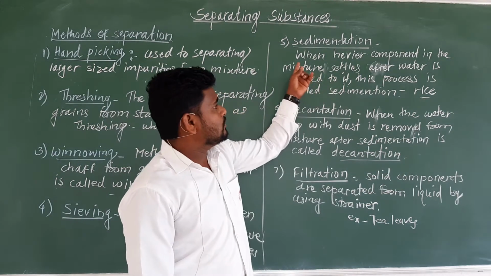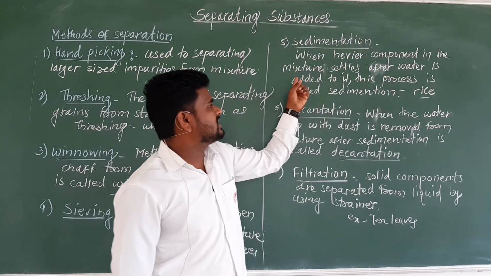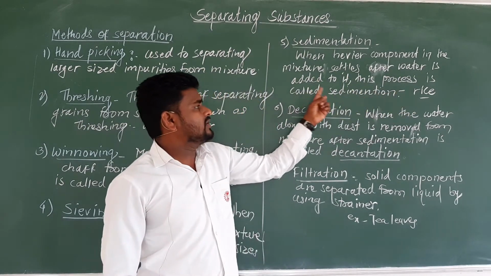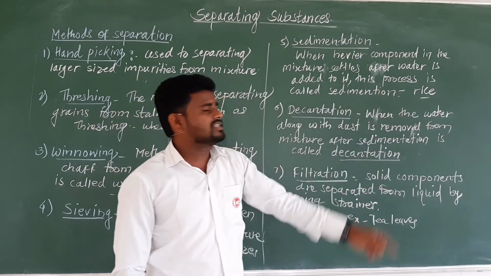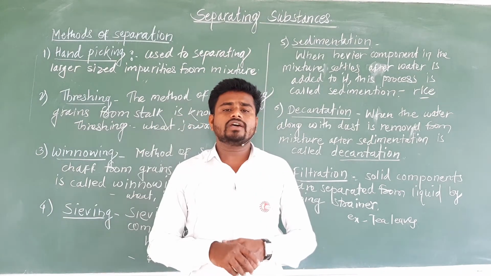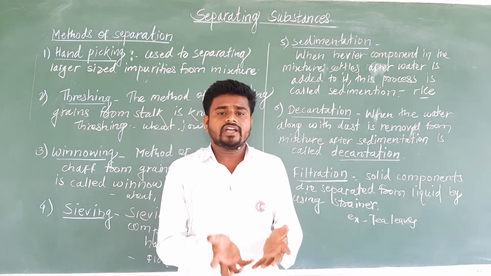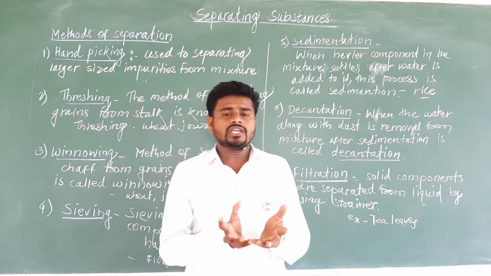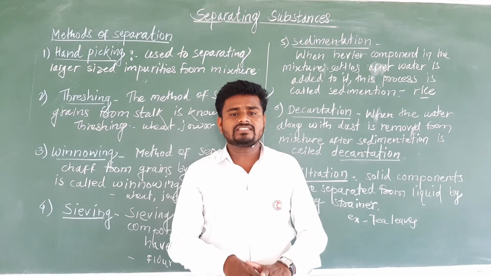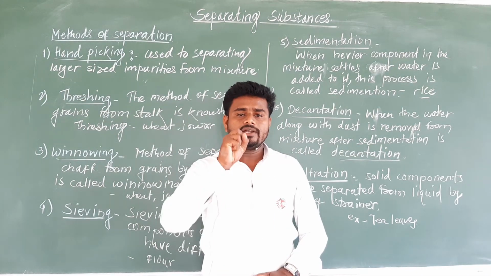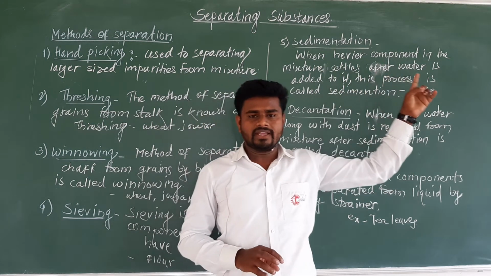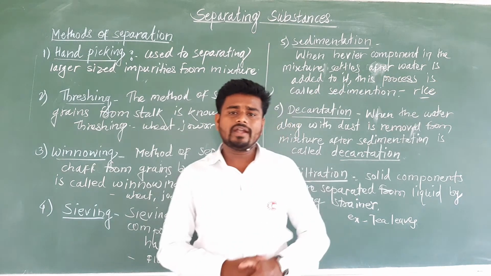Let me read this. When a heavier component in the mixture settles after water is added to it, this process is called sedimentation. Now what happens? When we add water into the rice, which is taken into one pot, the heavier material is the rice. That rice settles down and the dust particles dissolve in the water. This process is called what? Sedimentation.